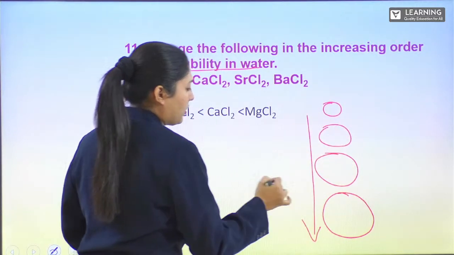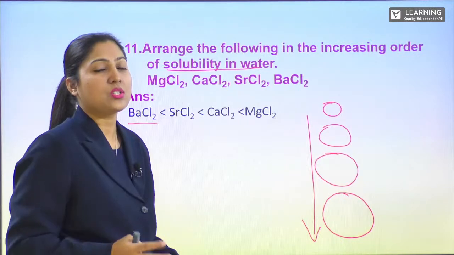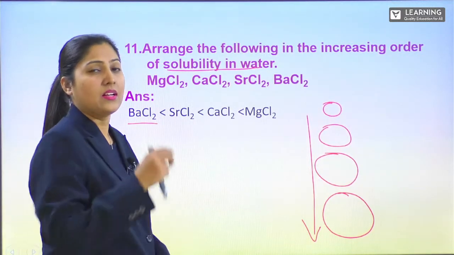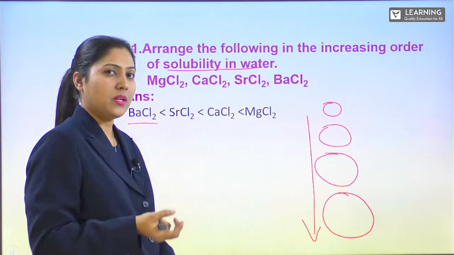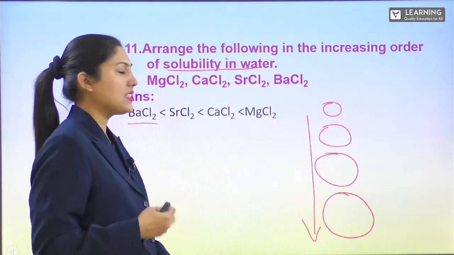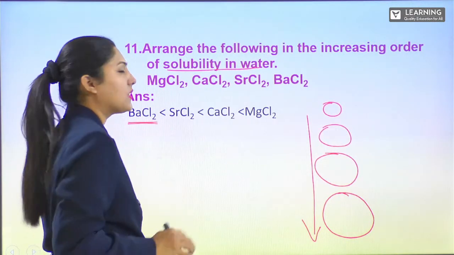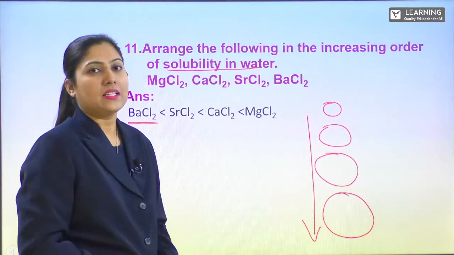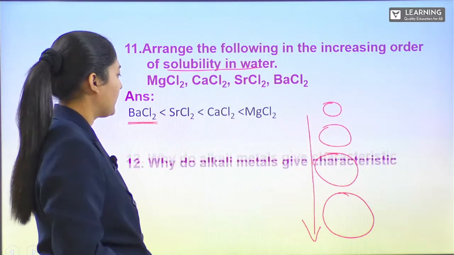That means down the group size increases and ionization enthalpy decreases. As ionization enthalpy decreases, the lattice energy will also be less. So as soon as you add it into the water, it can easily dissolve. Which can dissolve if it is having larger size. So barium, strontium, calcium and then magnesium chlorides.